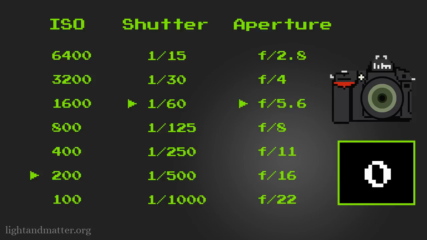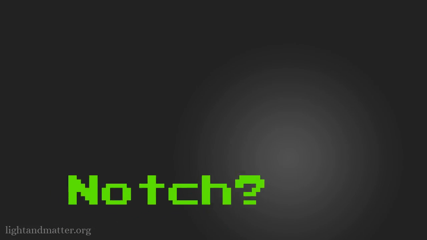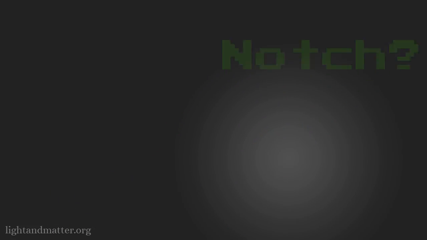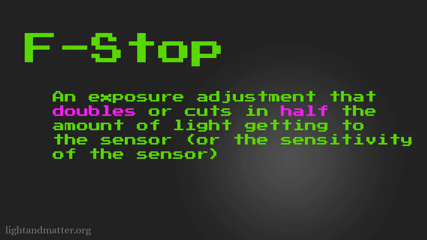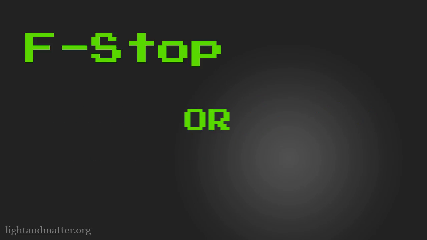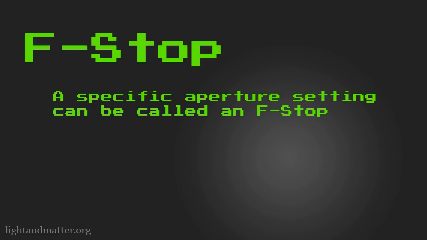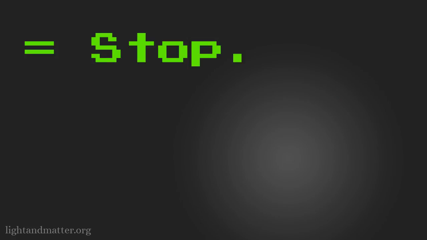Just one final note. Even though I've been saying stuff like change the setting 1 notch to ISO 400 or a 1/50th of a second, these notches actually have a name. When the change you make doubles or cuts in half the amount of light getting to the sensor, or the sensitivity of the sensor, it's called an f-stop. But that usually gets shortened to just plain stop. So next time you hear someone talk about adding a stop of exposure, you'll know what's up.